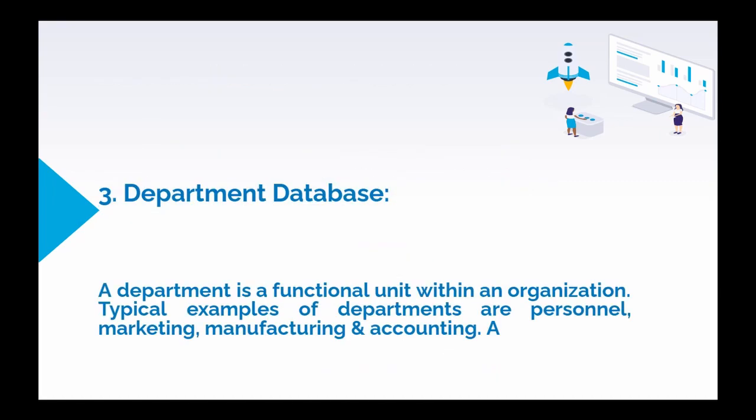Next, we have the department databases. A department is generally larger than a work group, typically between 25 and 100 people. A department is a functional unit within an organization. Typical examples of departments are personnel, marketing, manufacturing, and accounting.